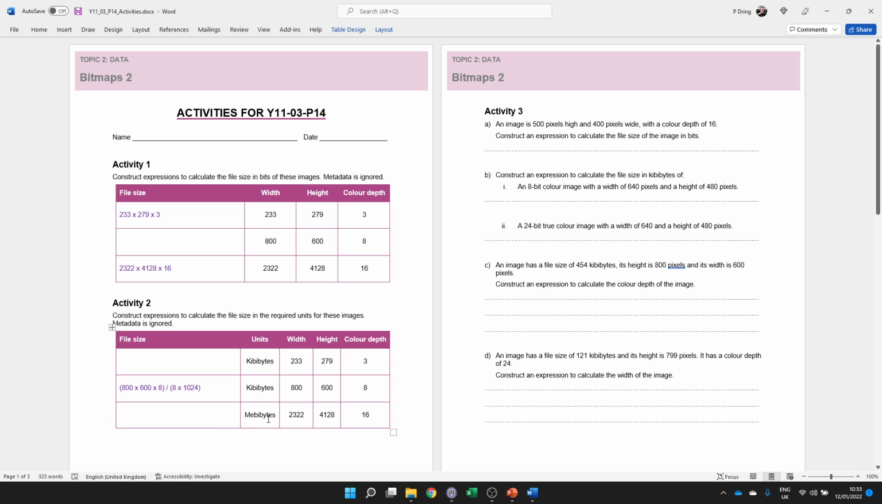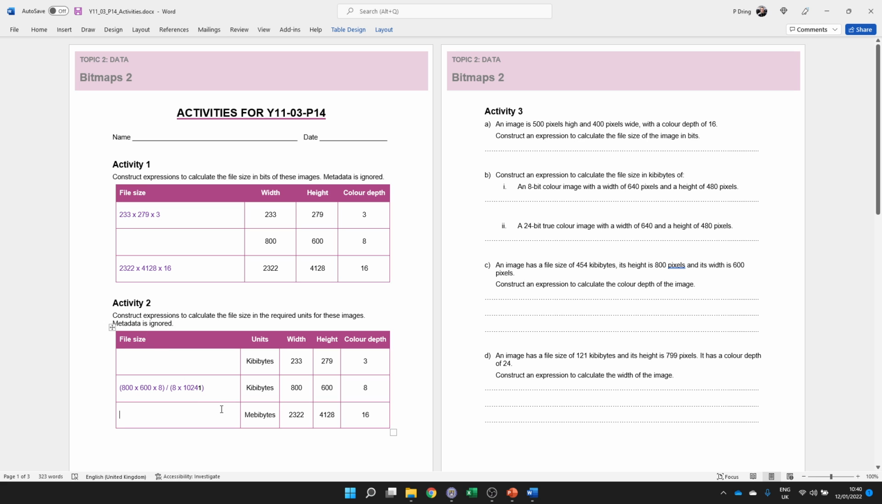And if you want to go to mebibytes, you just divide by another 1024, or you could do 1024 squared. Okay? So that should be enough for you to do all of activity 1 and all of activity 2. I'll pause you again before we get to activity 3. So let's go through this last one together. Construct an expression to calculate the file size in the required units for these images, and we're ignoring metadata.